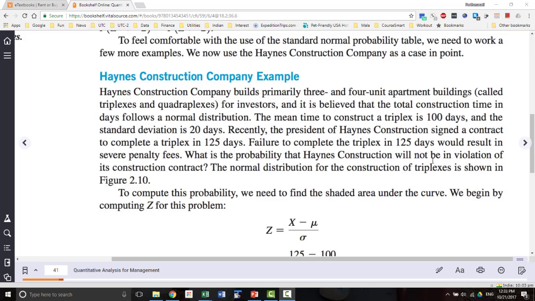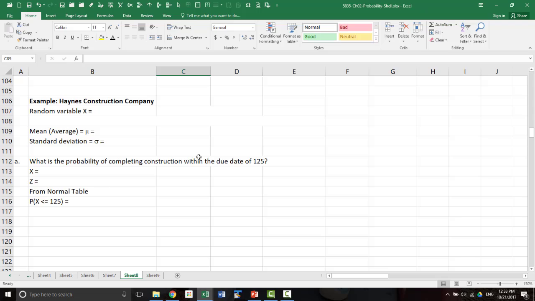Recently, the president of the company signed a contract to complete a triplex in 125 days. Failure to complete the triplex in 125 days would result in severe penalty fees. Now, what is the probability that we can complete it within 125 days? Okay, so let's move on over to Excel. The random variable X is total construction time.